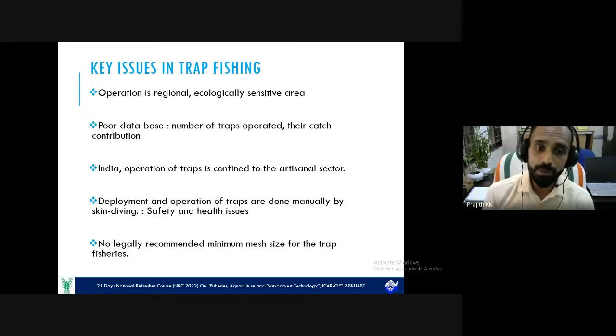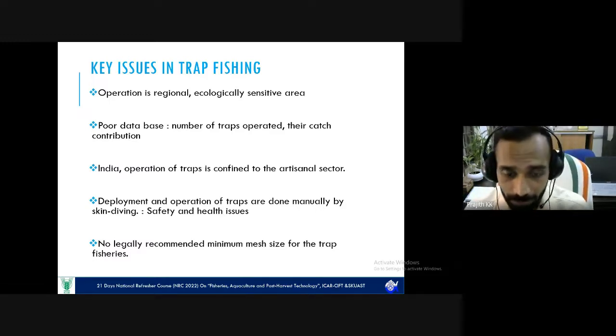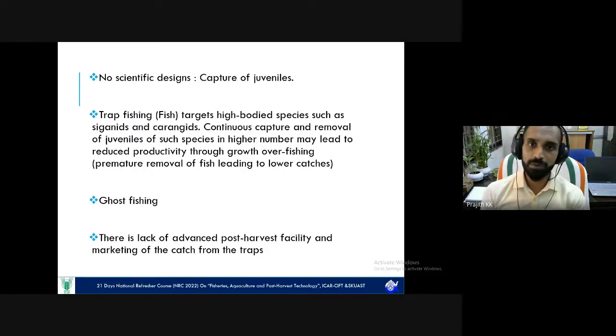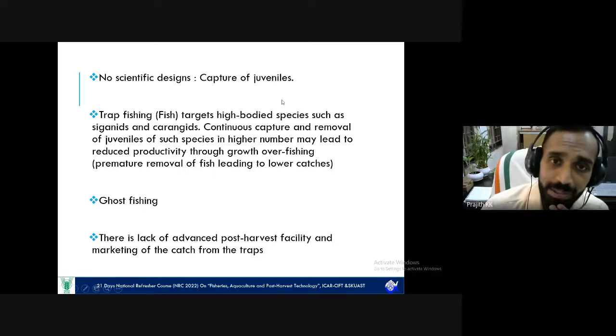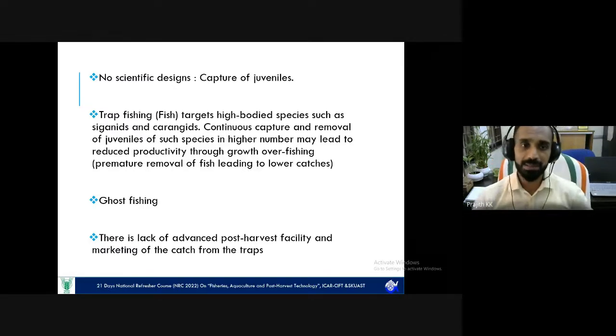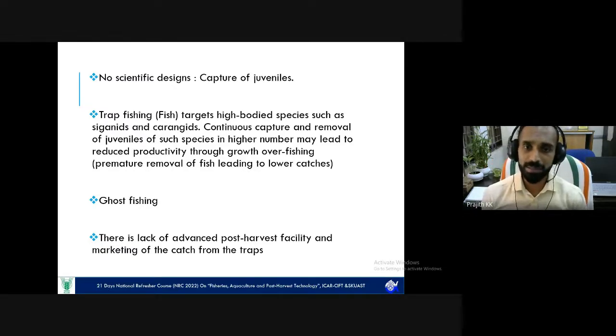Then there is no legally recommended framework, I mean, recommended mesh size for the trap fishing. In most of the countries it is there. And scientific design is also not there. For example, juvenile escapement structure, that kind of scientific designs are not being used. Then if you're removing traps, as I told, it is mainly targeting some high-bodied species like carangids or snapper, that kind of thing.